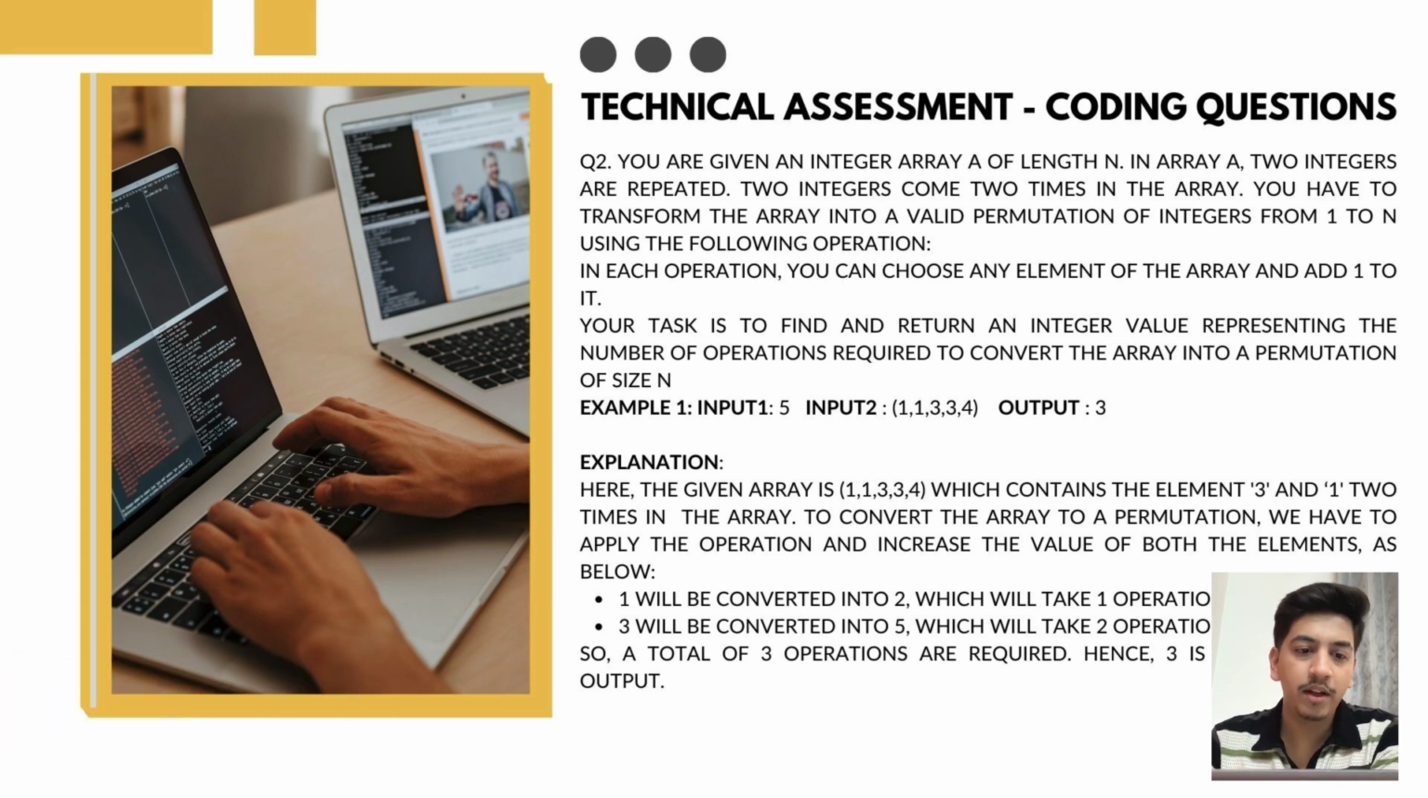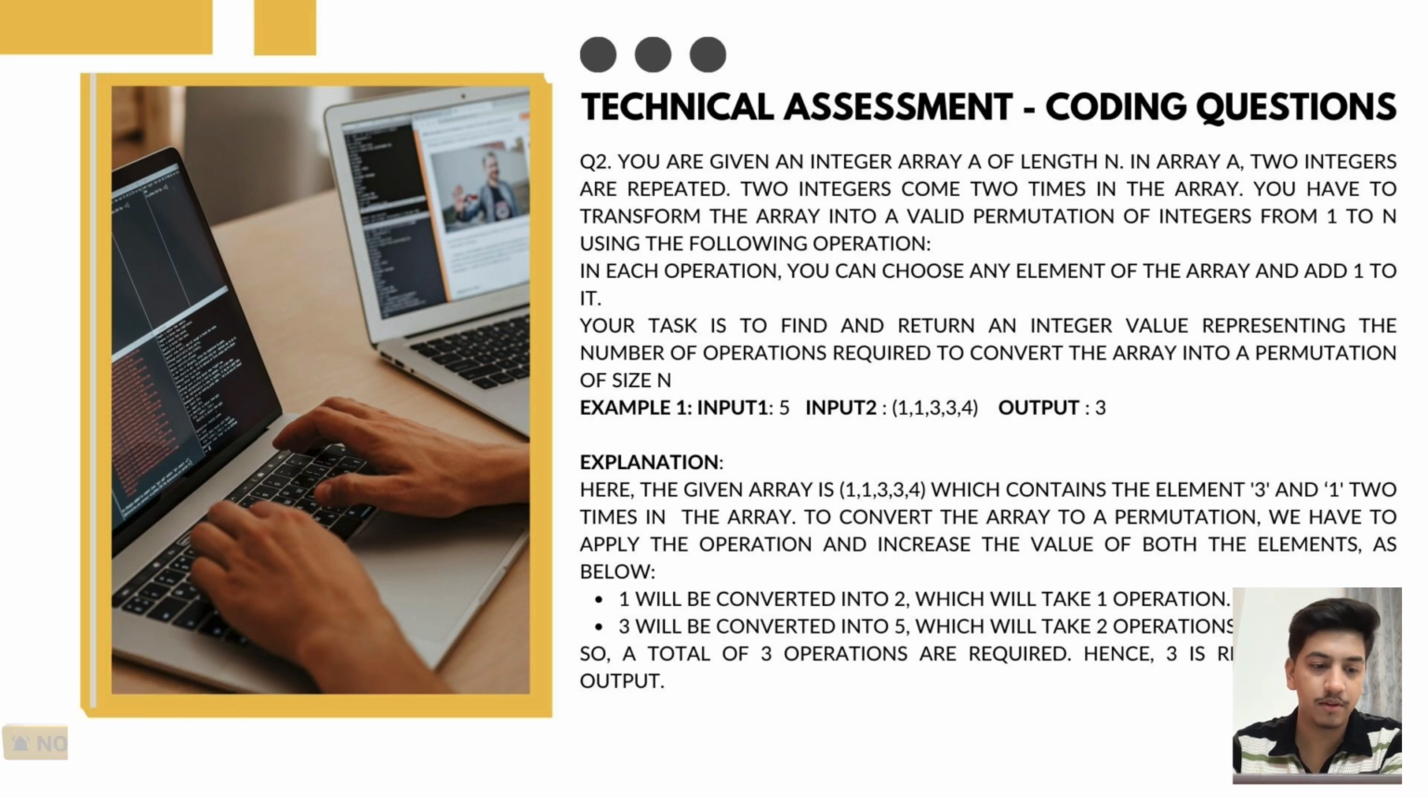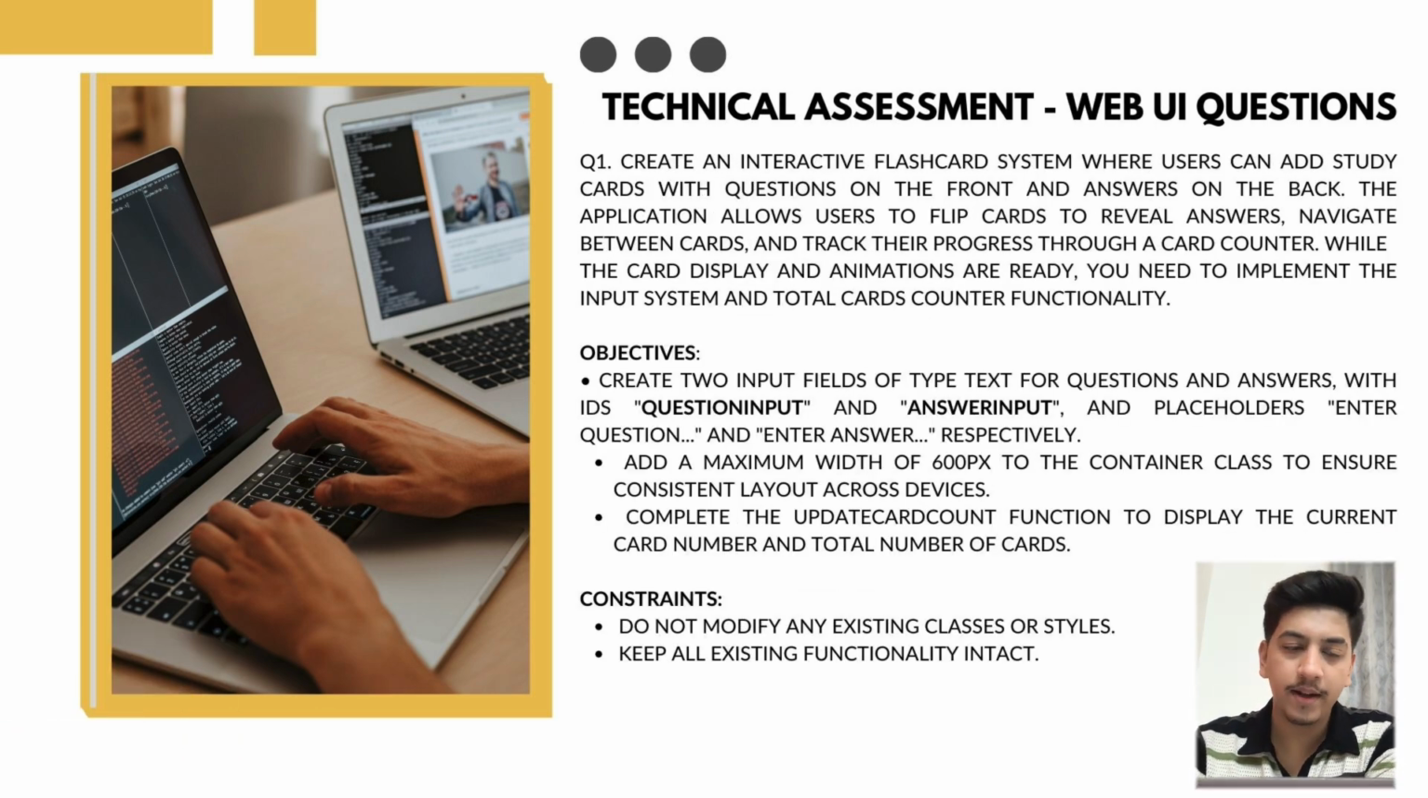You can keep doing that until all numbers are unique and fall within the valid range of 1 to n. So the challenge here is to find how many such operations are needed to fix the array and make it a proper permutation. So the last part was the web UI task.